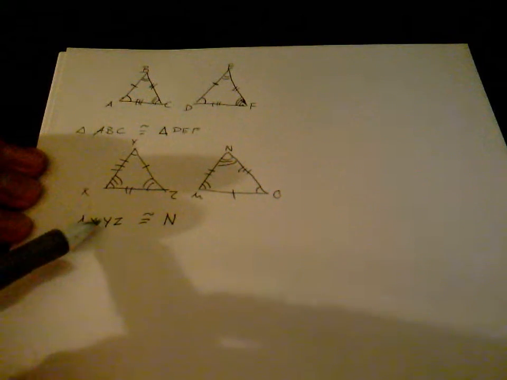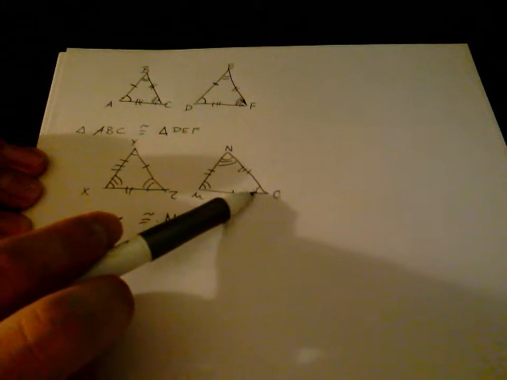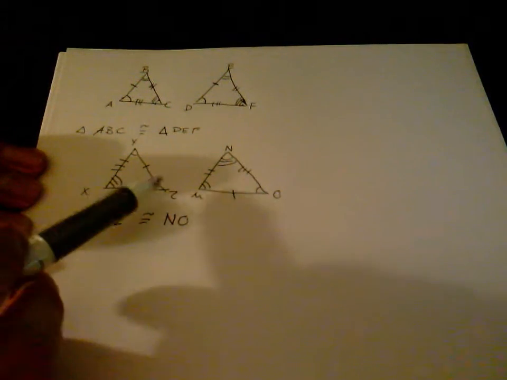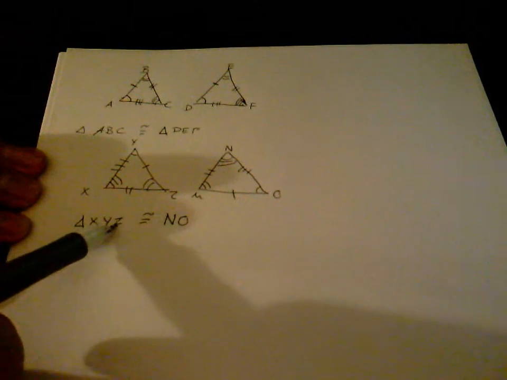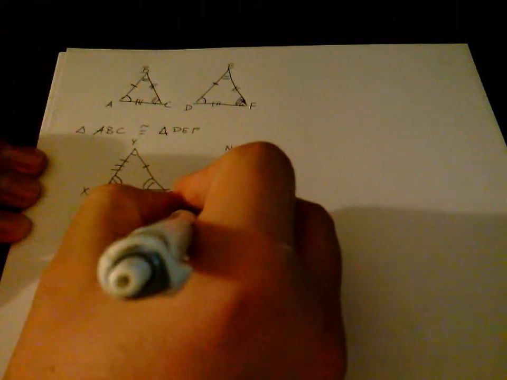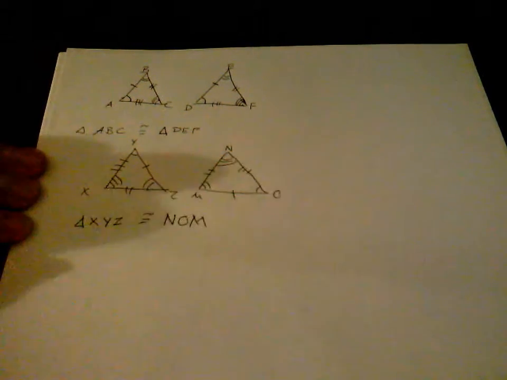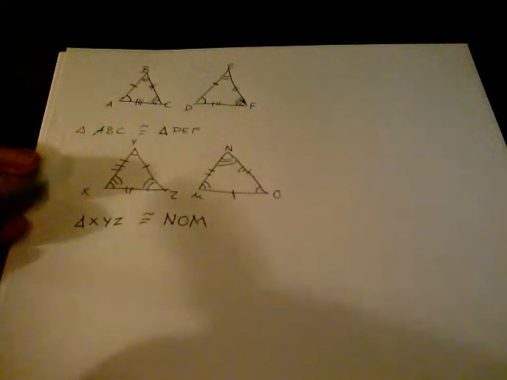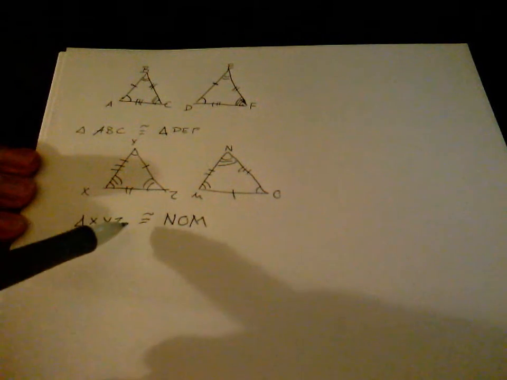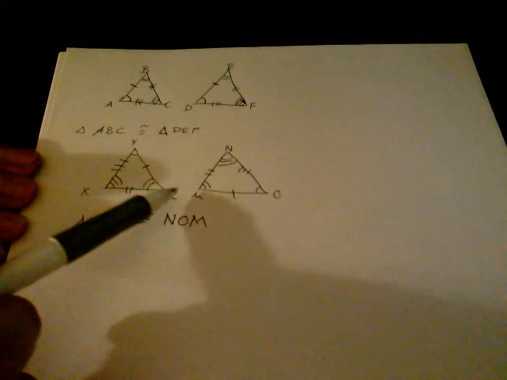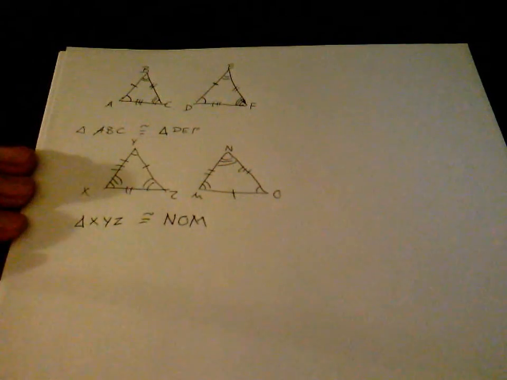Then we got Y in the middle, so Y is the one with the 1, so that means that we're using O. And then finally Z is the last, and since M is like Z, we put M right here. Okay? I didn't put it M and O and XYZ, it's XYZ is congruent to NOM. NOM is congruent to XYZ.